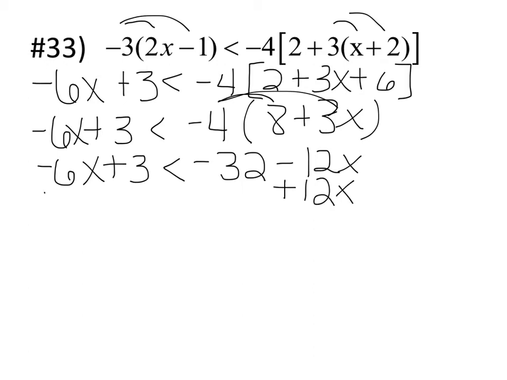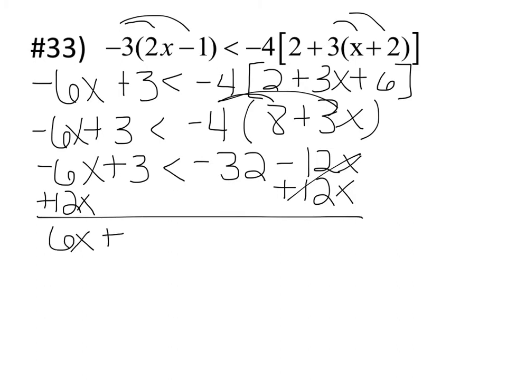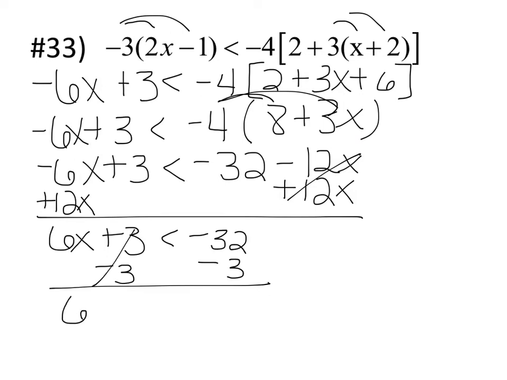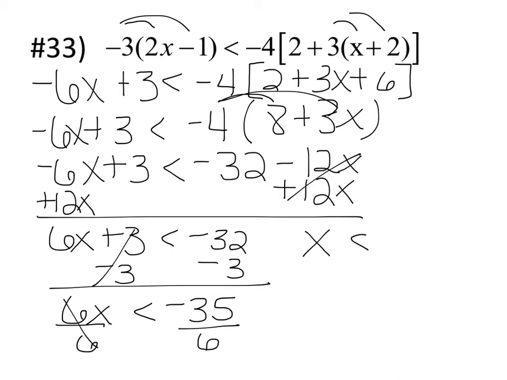So we're going to add 12x to both sides. These cancel, leaving me positive 6x plus 3 is less than negative 32. Then I'm going to subtract 3 from both sides, giving me 6x is less than negative 35. Divide both sides by 6. You get x is less than negative 35 over 6, which is kind of a weird fraction.